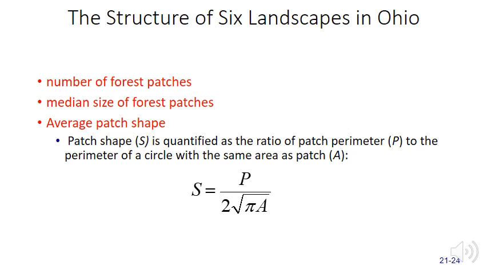So if the shapes were perfect circles, then S would be 1, but as S increases, that means that the patch is more elongated and has more intricate edges and deviates further from the shape of a circle. So this is important ecologically because patches that deviate from a circular shape have more edge, and forest edges have different species, they have different conditions in them, and also a patch with more edge is going to be more severely affected by the surrounding landscape. So this can be a really, really important element of landscape structure.